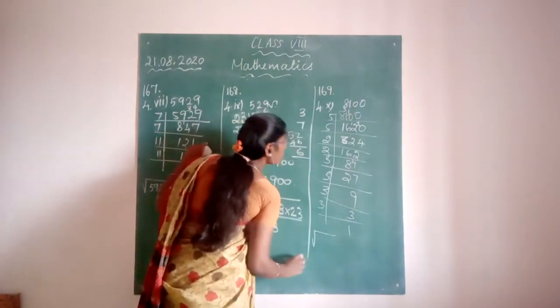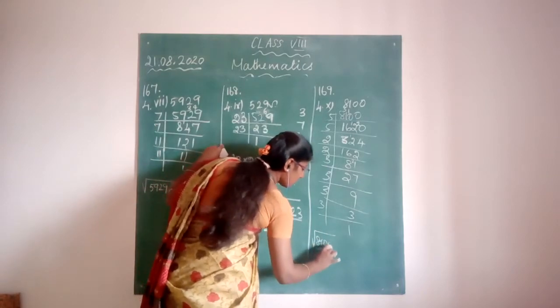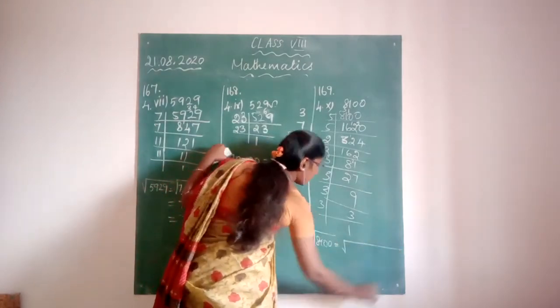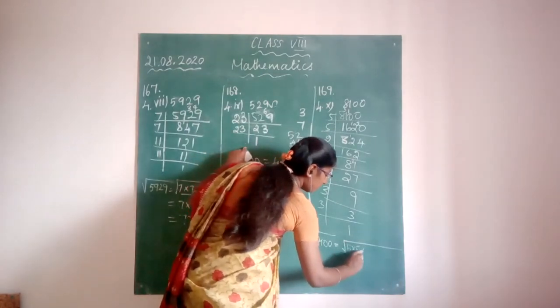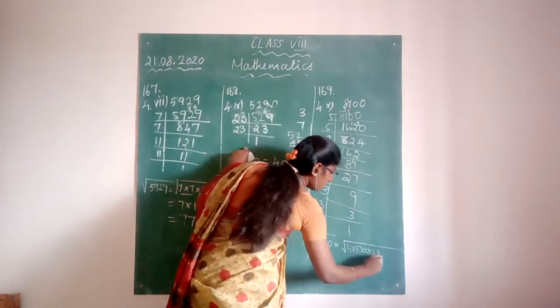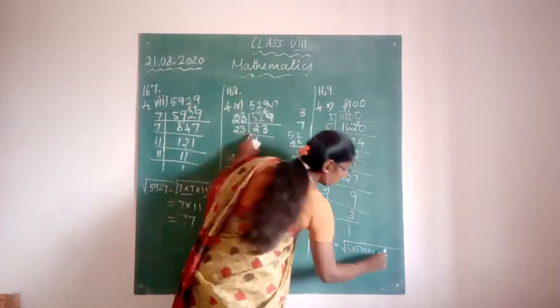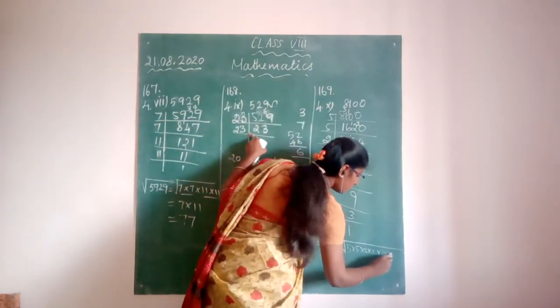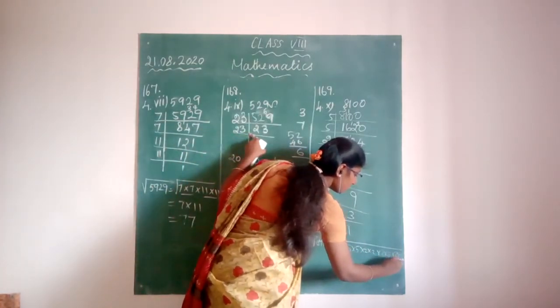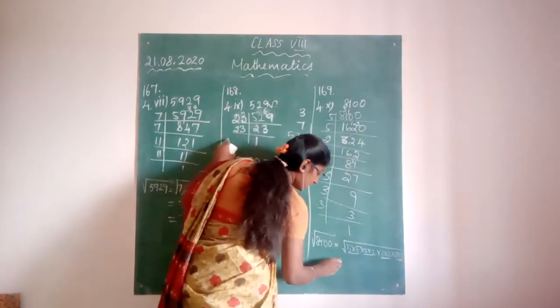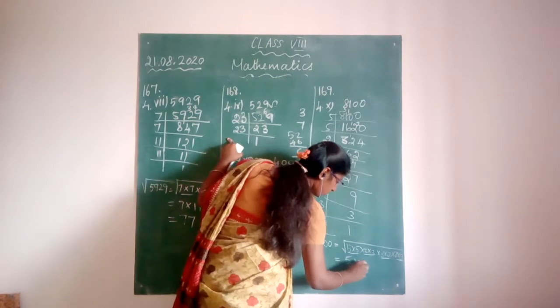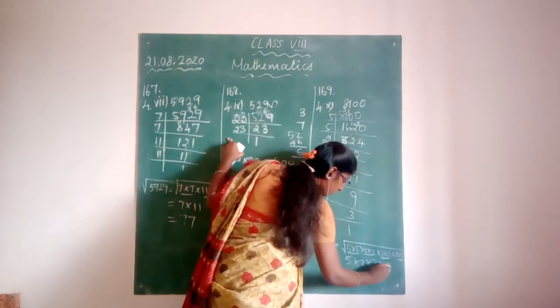So the square root of 8100 is equal to the square root of 5 into 5 into 2 into 2 into 3 into 3 into 3 into 3, 4 times. Okay, 3 into 3 into 3 into 3. So now you can take out one from each pair, that is 5 into 2 into 3 into 3.